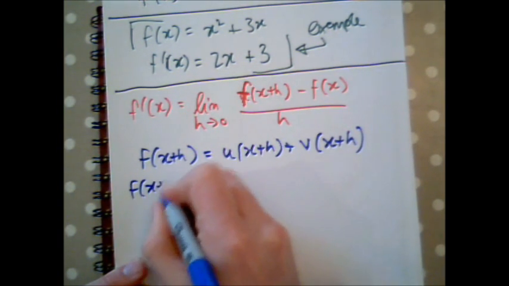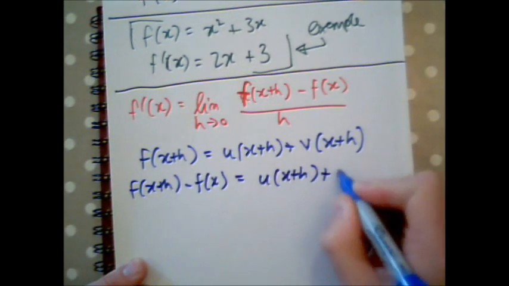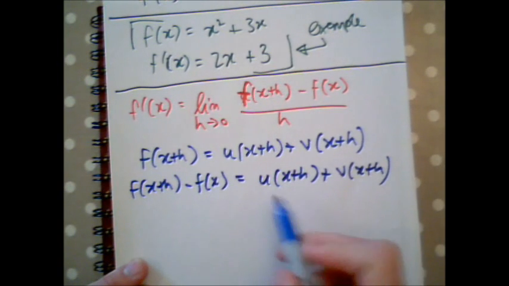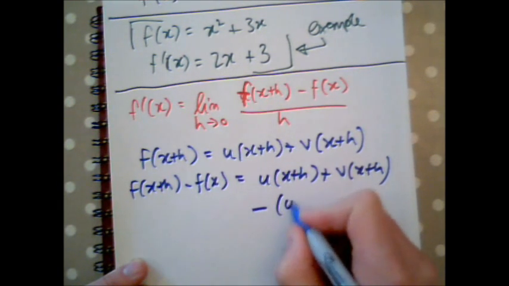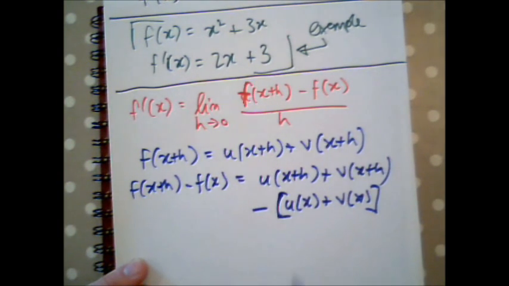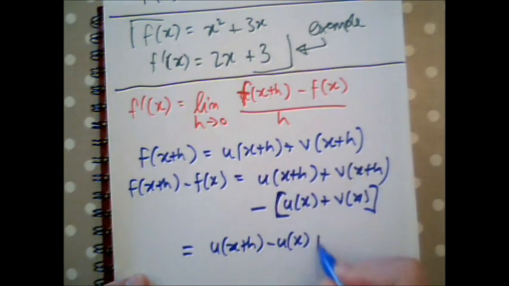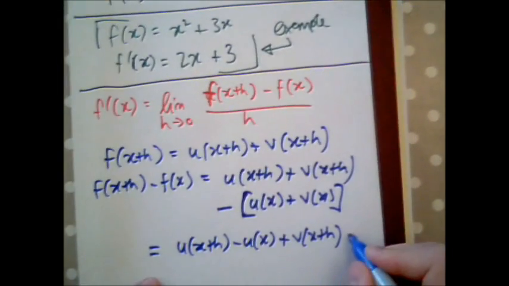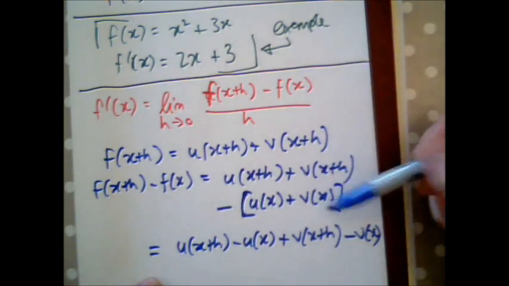So that means the top line, f of x plus h minus f of x, is going to be u of x plus h plus v of x plus h. So that's the f of x plus h bit. And then we take away f of x. So we take away u of x plus v of x. Okay, so that's f of x plus h, take away f of x. So what we're going to do is multiply the minus in, and we might as well group the u's together and group the v's together. Alright, so we get u of x plus h minus u of x plus v of x plus h minus v of x.